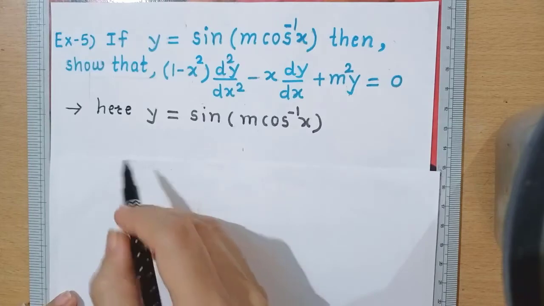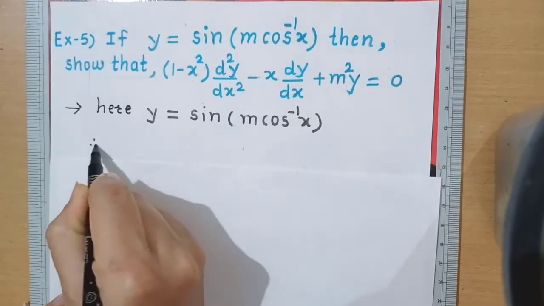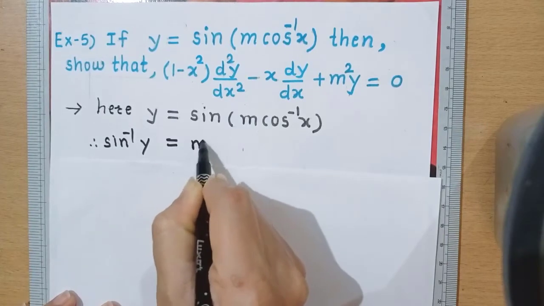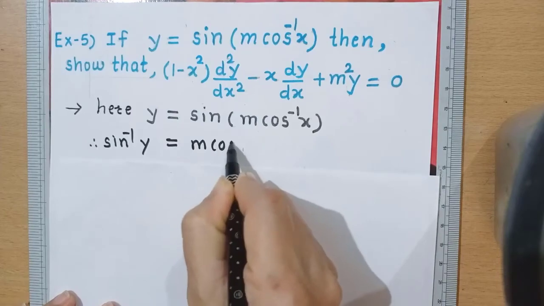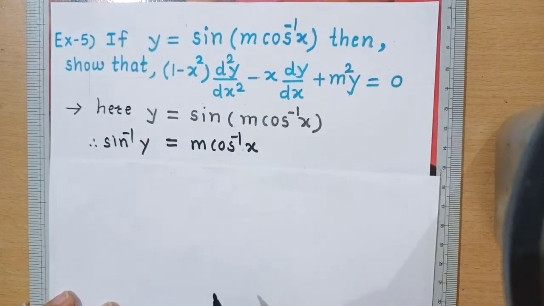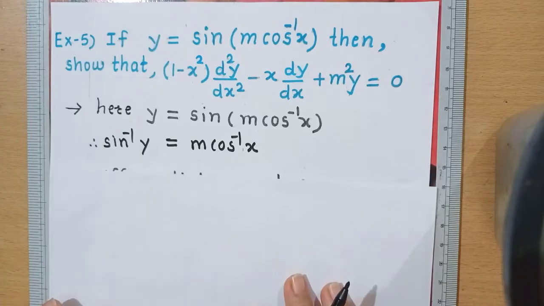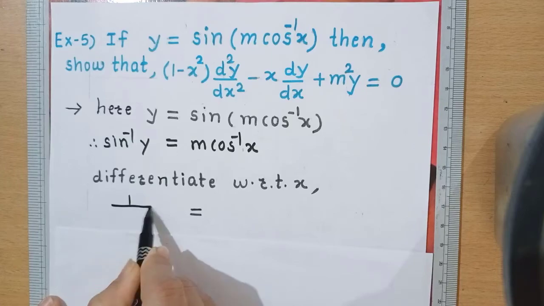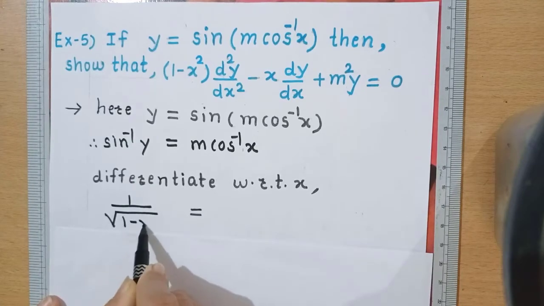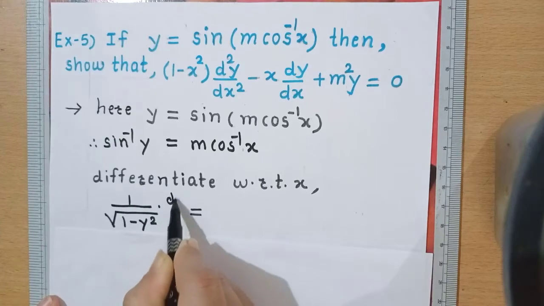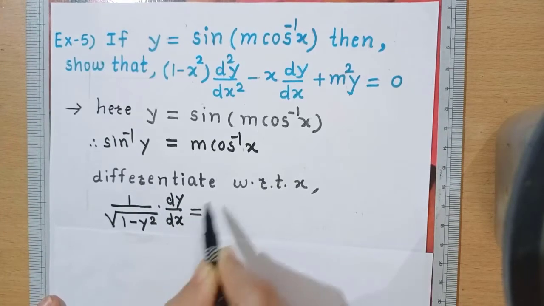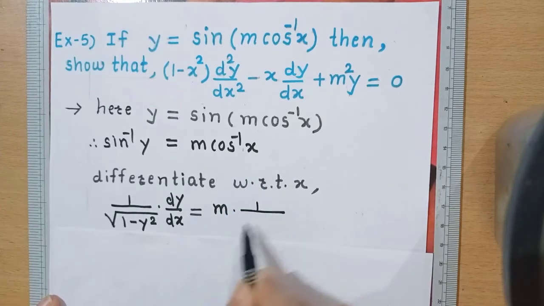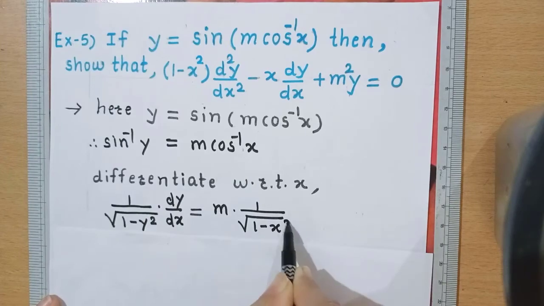Now shift this sine to the left hand side. Therefore sine inverse of y is equal to m cos inverse of x. Now differentiate with respect to x. We have derivative of this is 1 upon under root 1 minus y square, and again dy by dx, and here m is constant and derivative of this is 1 upon under root 1 minus x square.